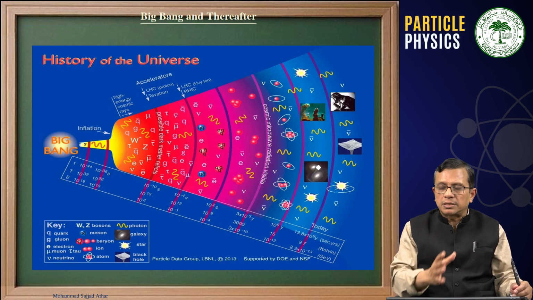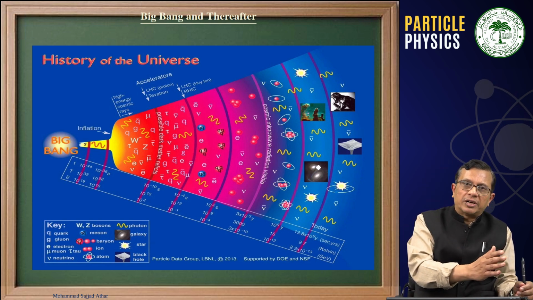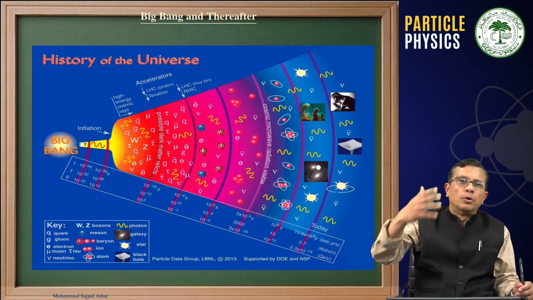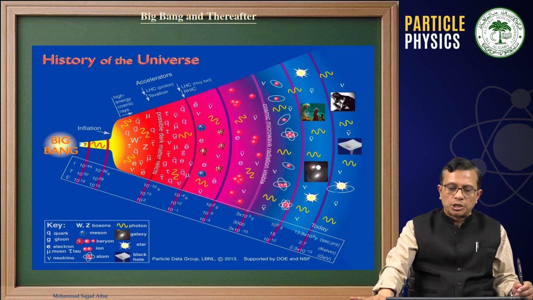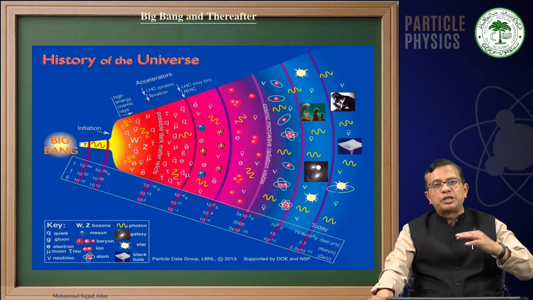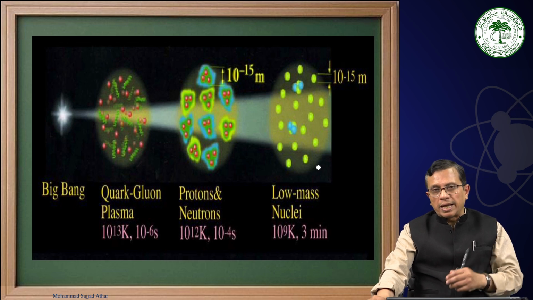We have tried to understand the different regions, but this is on the right hand side. If you want to go to the left hand side, we have to create more and more energy to mimic those situations, and to see what could be the new particles, the exotic particles, those particles which were formed during the Big Bang, but they do not exist now.